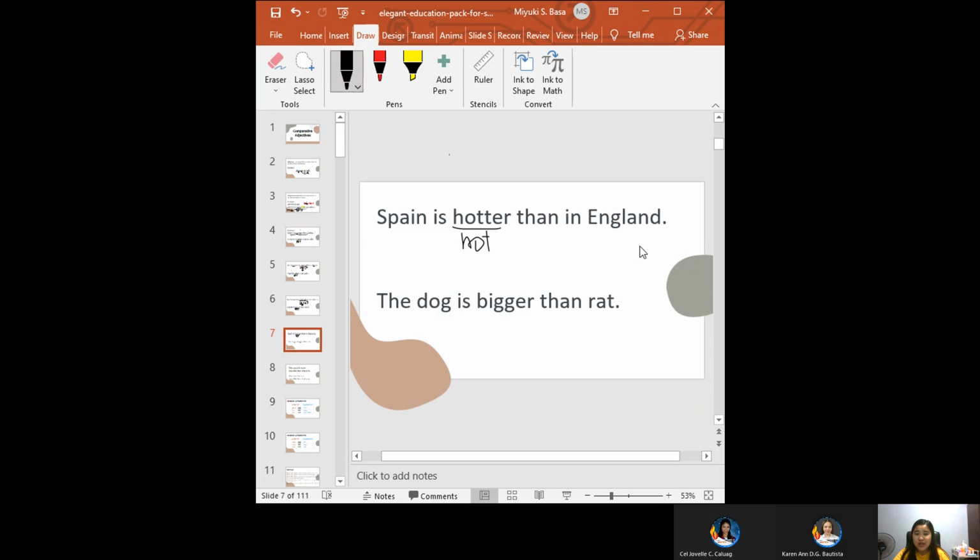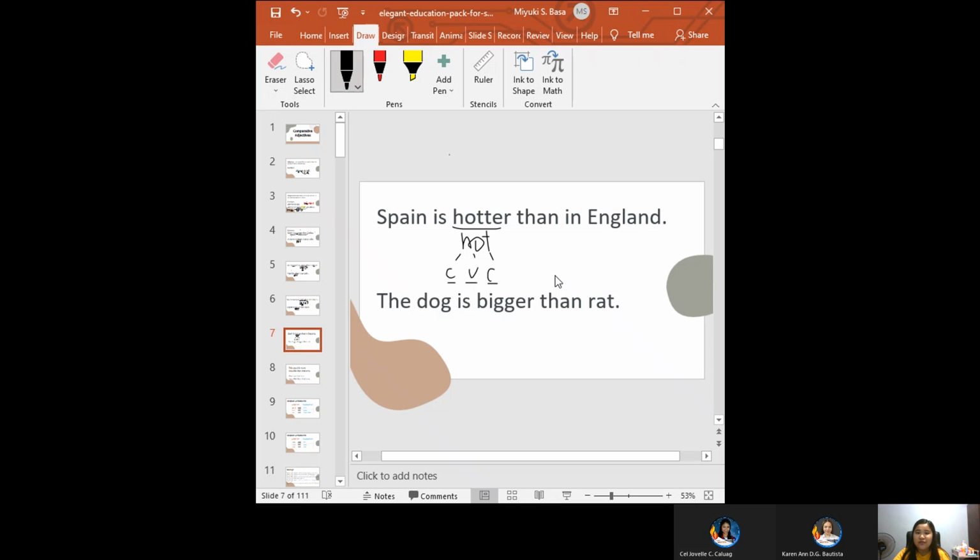Also, my next question is, what pattern does this word follow? Anyone? Okay, Miss Bautista. It follows the CVC pattern. Okay, it follows the CVC pattern. CVC pattern stands for consonant, vowel, consonant. Do you understand, guys? Yes. Okay, thank you for responding.